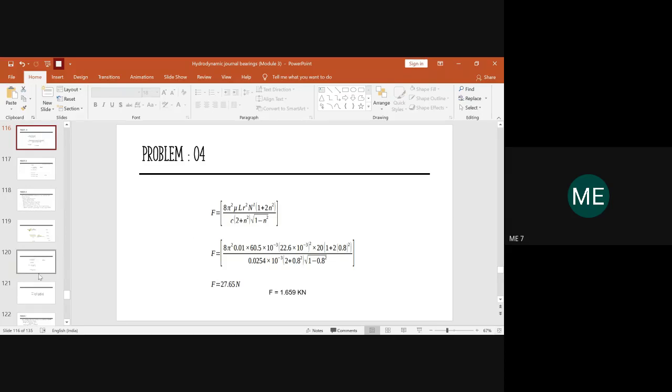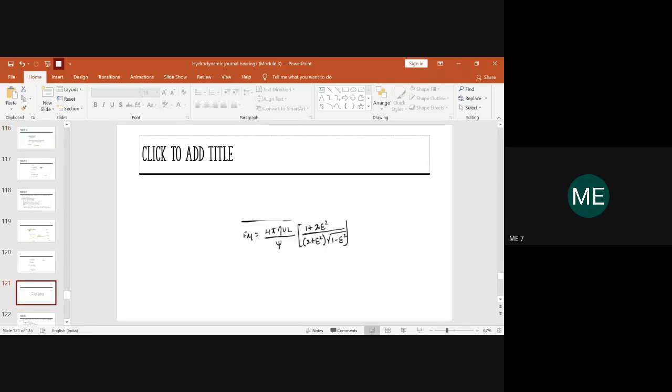Since now the diametrical clearance is given, the equation changes to 4 pi mu U L divided by chi into (1 plus 2n square). We are using n square only. (1 plus 2n square) divided by (2 plus n square) into root of (1 minus n square). So this will be the frictional force equation we follow.